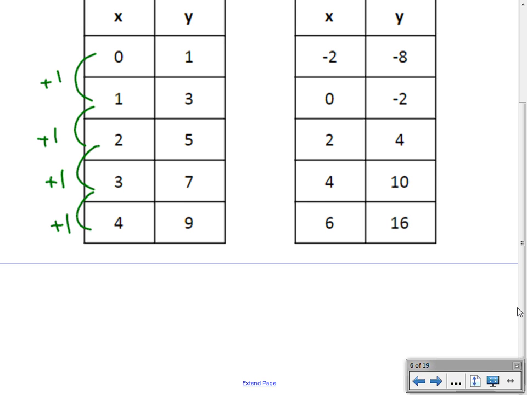Then we go and check the y values. For y, I add 2, and so on. So each time I'm adding 2 to my y value. So this is what I mean by a constant change in the x and the y values. Now notice we're not adding the same number to x as we are to y. Those are different numbers, but what we're adding to x each time is the same. What we're adding to y each time is the same. So this would represent a linear function.